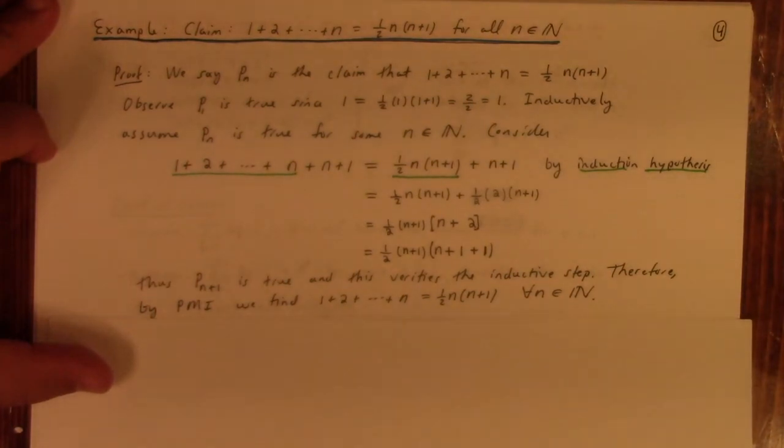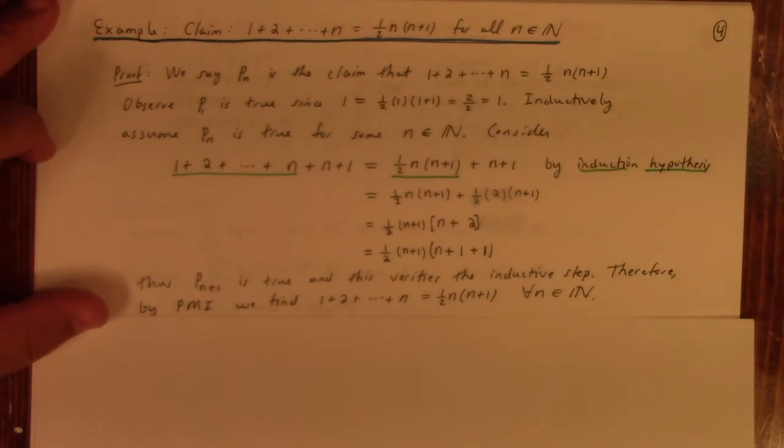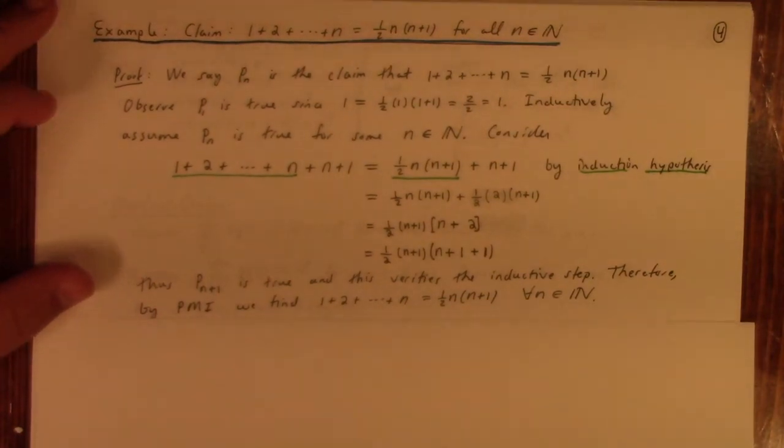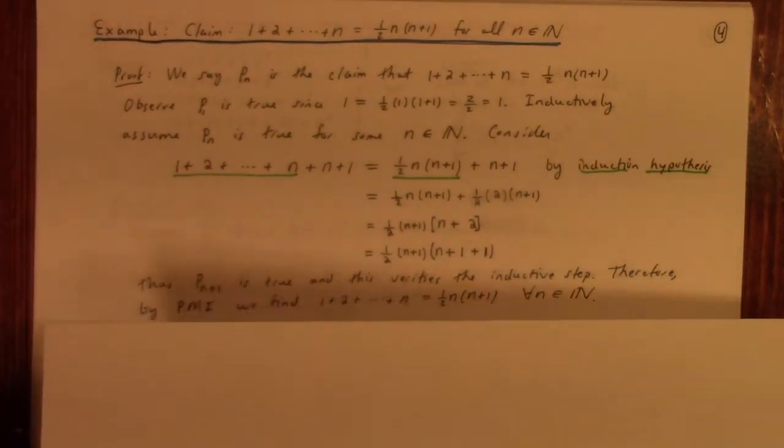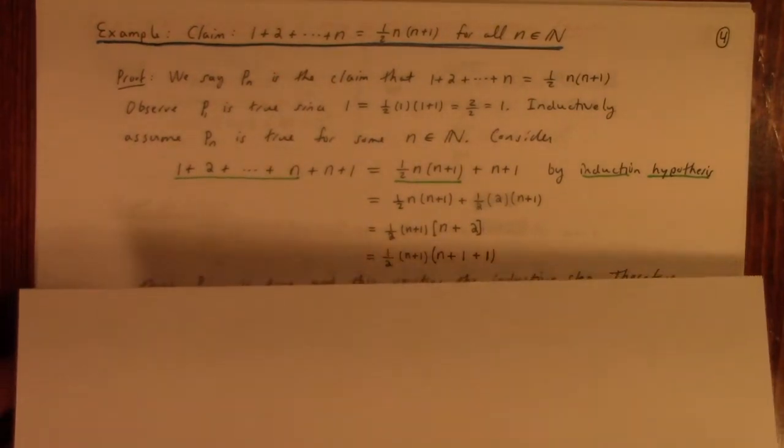Therefore, by proof by mathematical induction, we find that the sum of the numbers from 1 to n is in fact 1/2 n times n plus 1 for all n in the natural numbers. And that, my friends, is proof by induction.